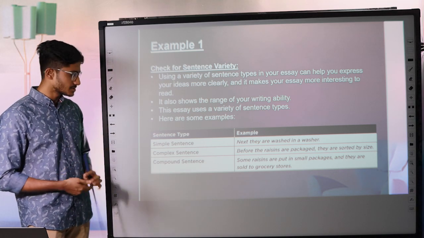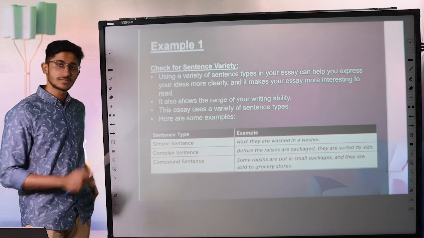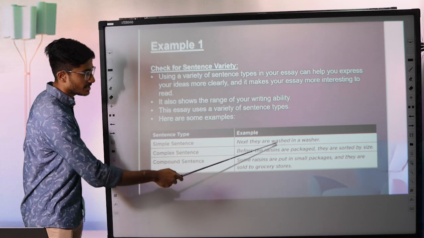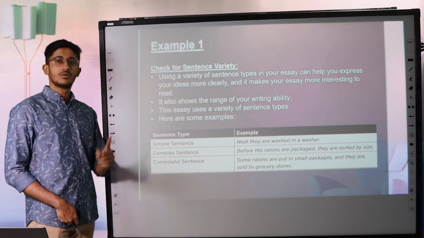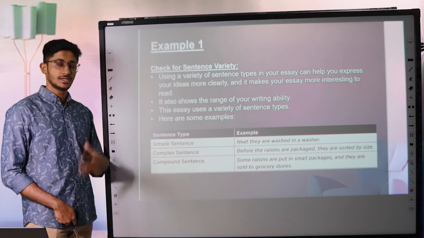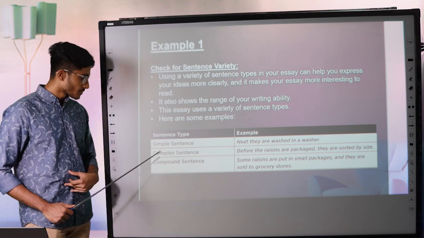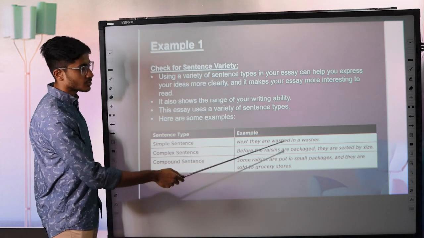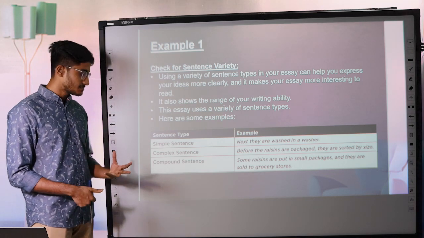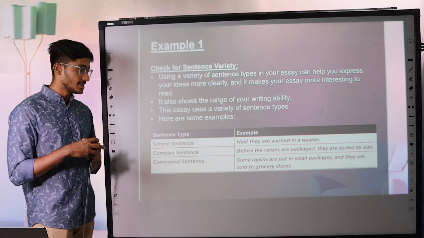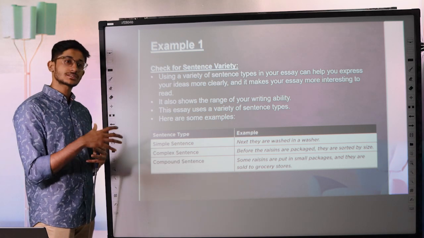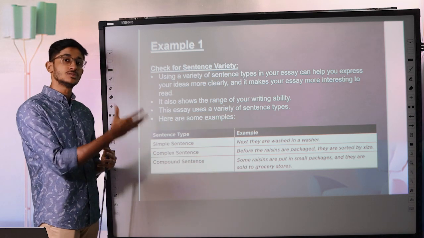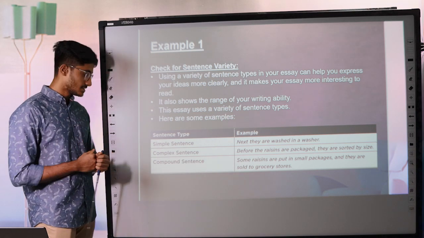Here are some examples. A simple sentence from this model essay can be "Next, they are washed in a washer." This is a simple sentence, with only one subject and one idea being explained. We have a complex sentence here: "Before the raisins are packaged, they are sorted by size." This is a complex sentence because it is connecting two ideas. Before the raisins are packed, there is some other step that must be ensured, which is that they must be sorted by size.